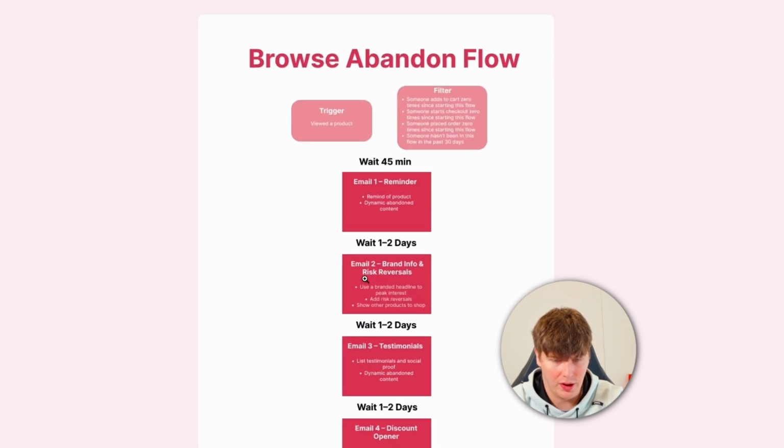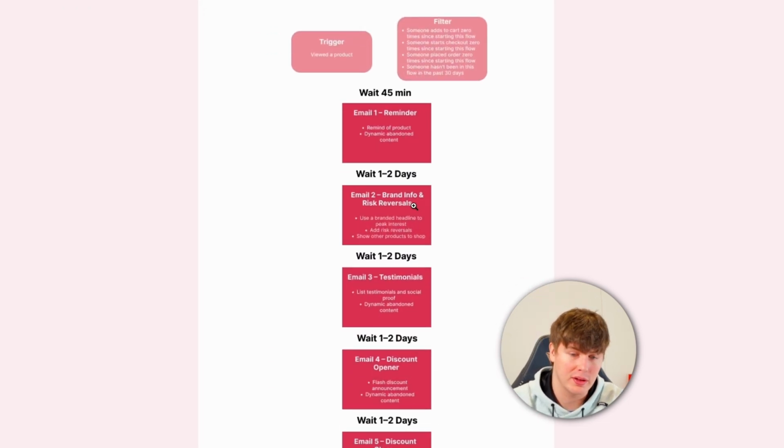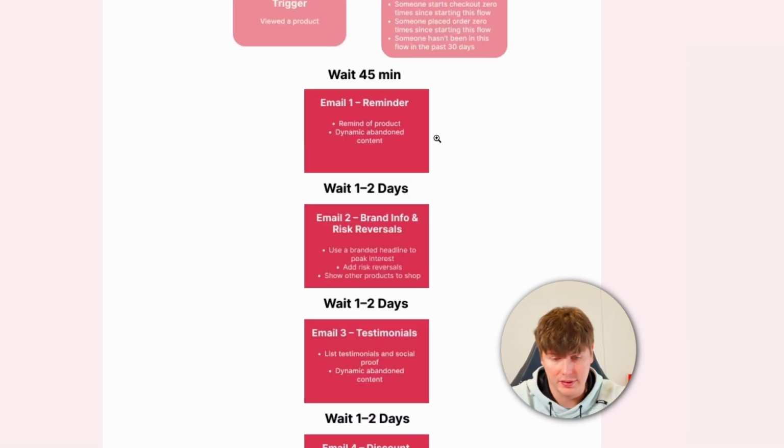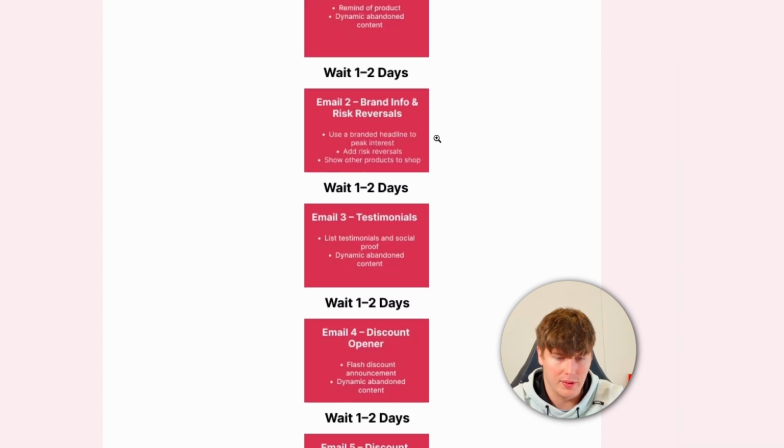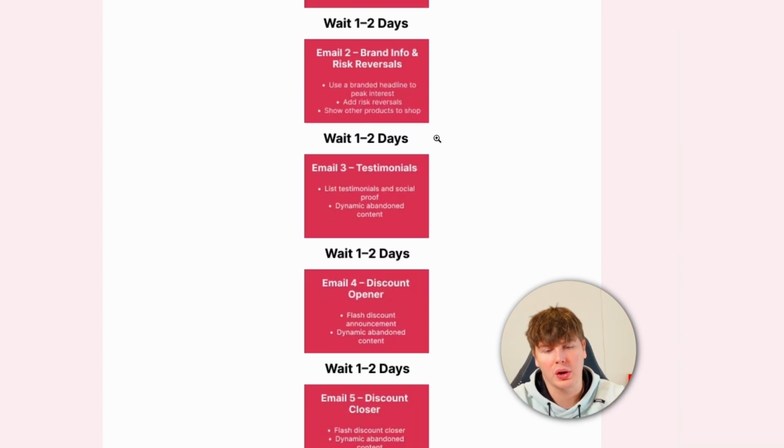Here is the flow outline. Time delay is 45 minutes for this first one. Okay, I shouldn't say that. It's not 45 minutes. It's whatever your brand likes, you should test this and see. Email 1, reminder of product, dynamic abandoned content. So we're going to show the specific product that they looked at and did not take or add to their cart. Email 2, brand info and risk reversals.